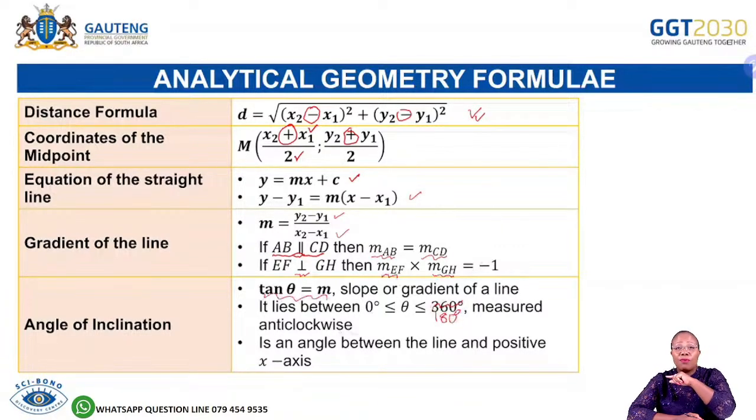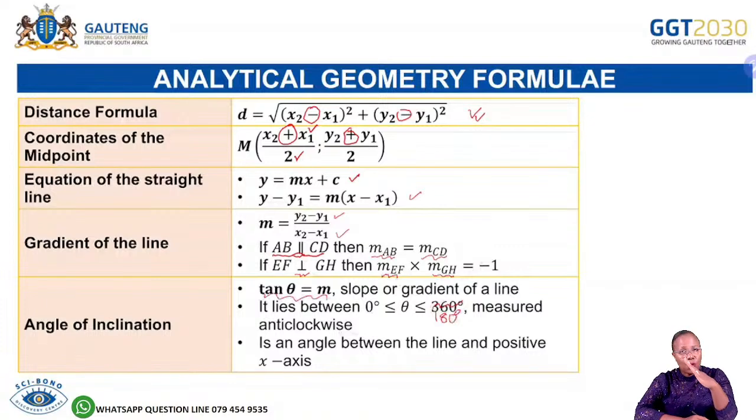Anti-clockwise means we start from 0, moving to your left-hand side, grade 12. Remember, clockwise, we are following the clock to the right, but if it's anti-clockwise, it's from the x-axis, 0 degrees, to the left-hand side, towards your second quadrant. And then now, this angle is between a line and the positive x-axis. Your inclination angle will be found between your x-axis and your line, the straight line that we are referring to, of which you are going to use the gradient of the line.